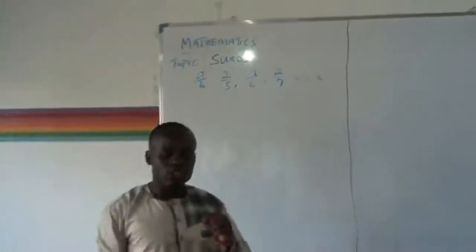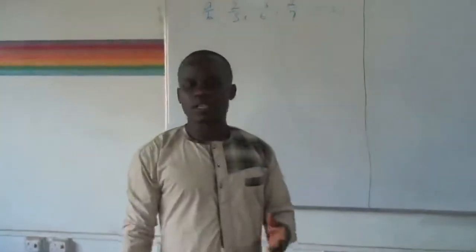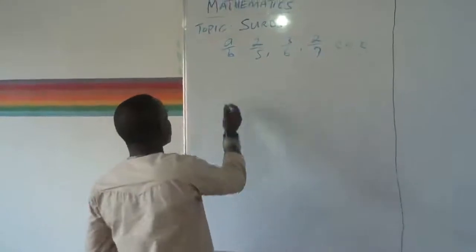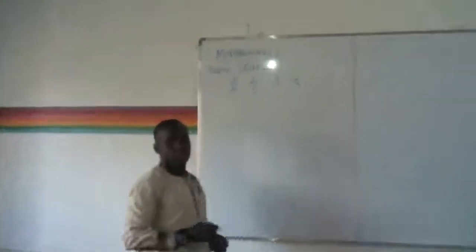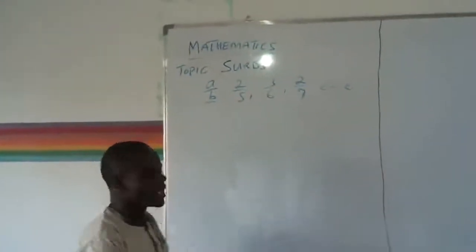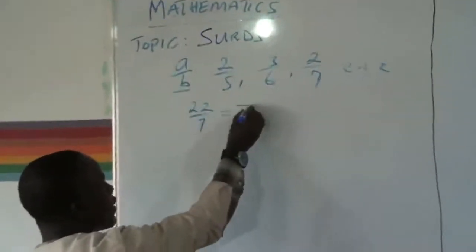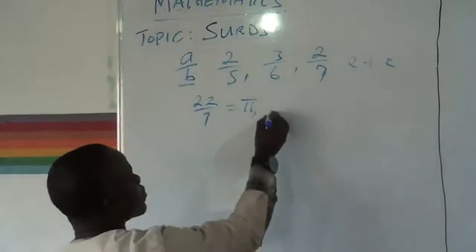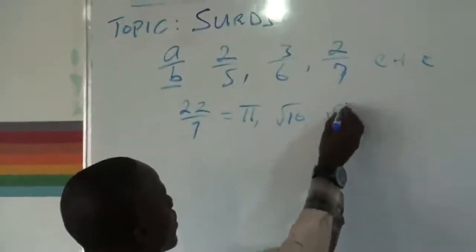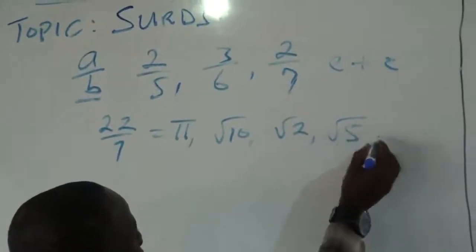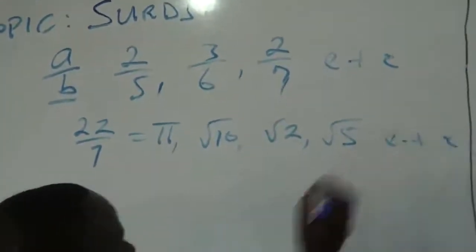And then we also discussed irrational numbers as numbers which cannot be expressed in the form a over b. Examples of such numbers, we have 22 over 7, which is the same thing as the value of pi. We have square root of 10, square root of 2, square root of 5, and the rest of them.